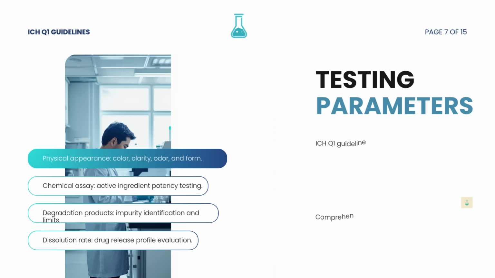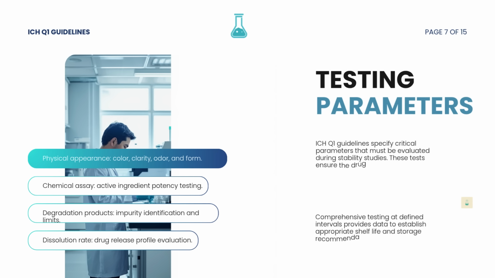Okay, so when discussing the testing parameters outlined in the ICH Q1 guidelines, we are focusing on the critical aspects that help ensure a drug's quality, safety, and efficacy over time. First, let's talk about physical appearance. This includes checking the color, clarity, odor, and form of the drug, which are all essential for maintaining consumer confidence and ensuring there are no visible signs of degradation.